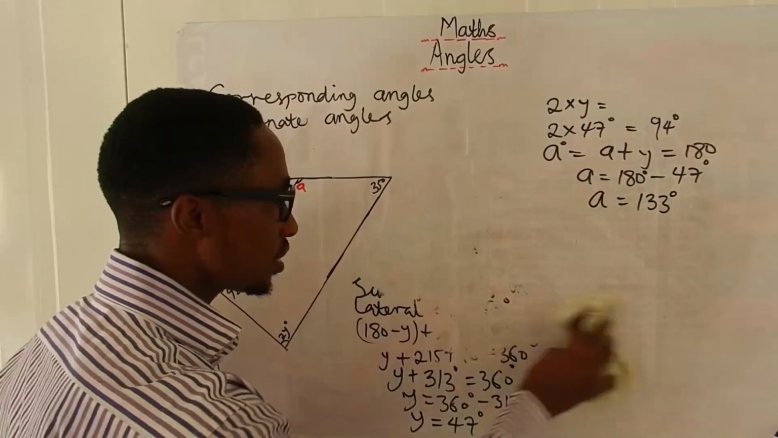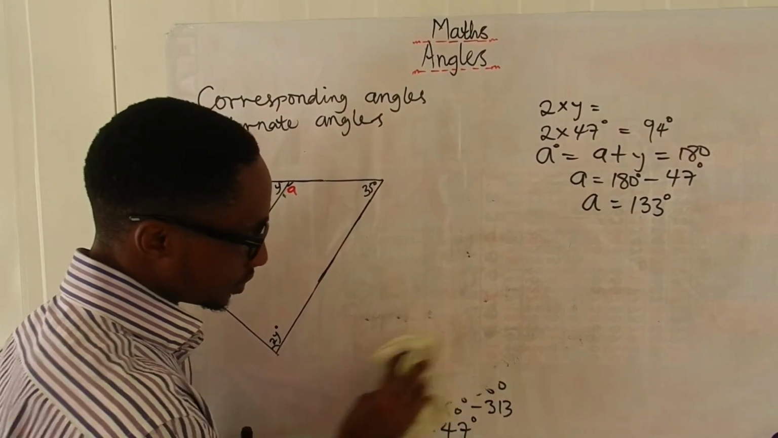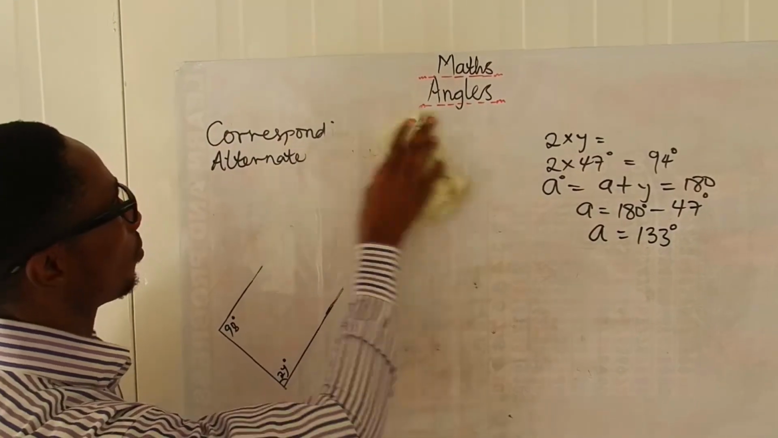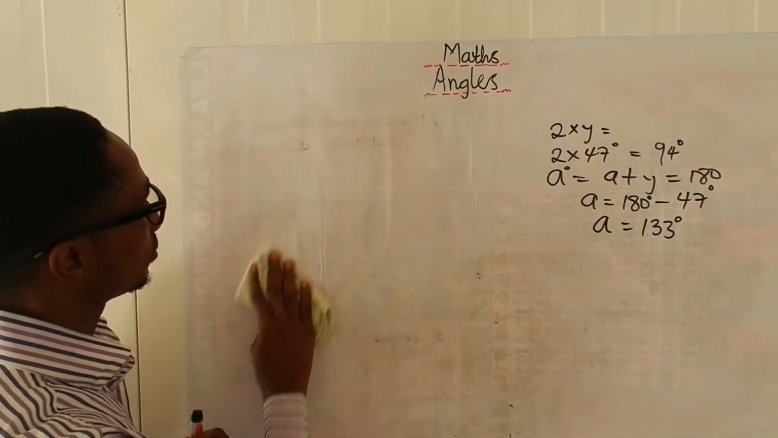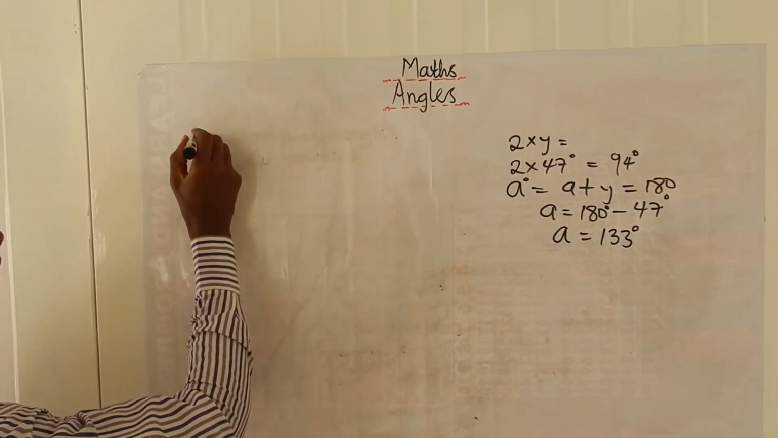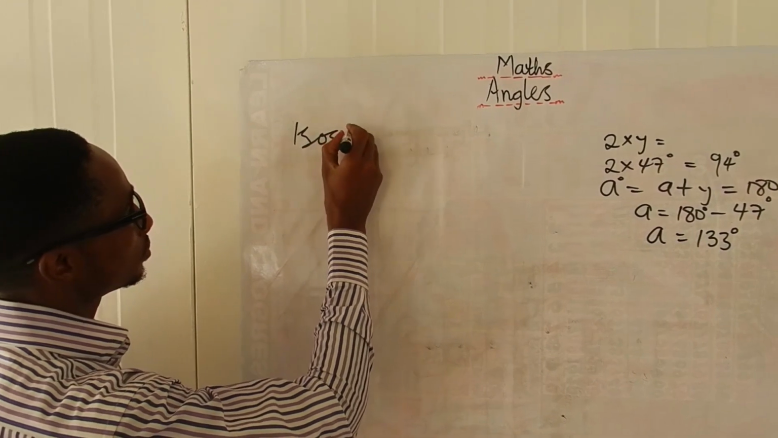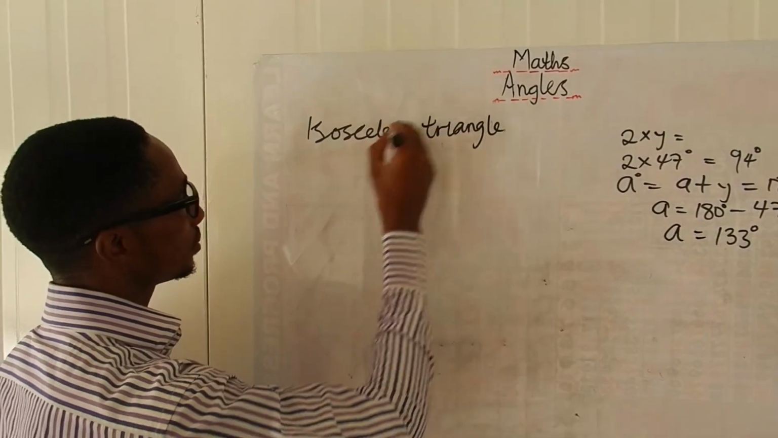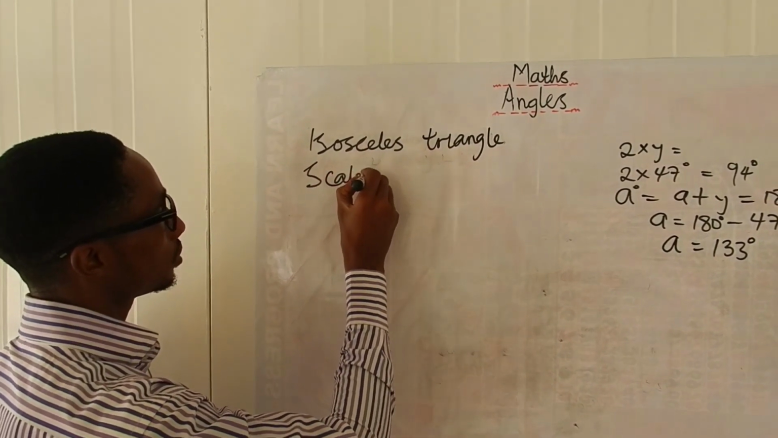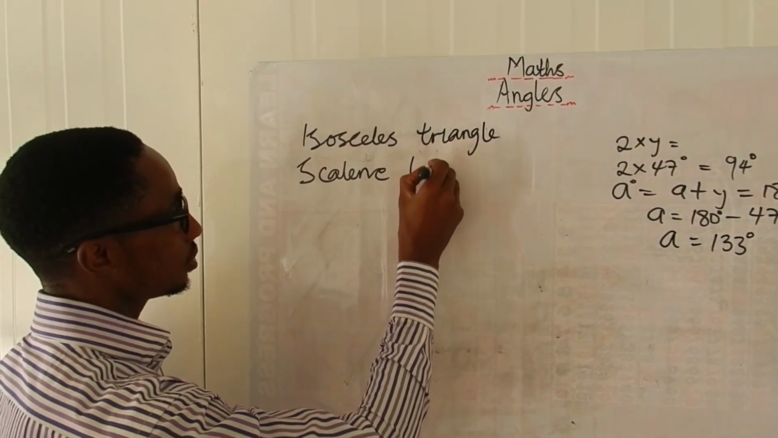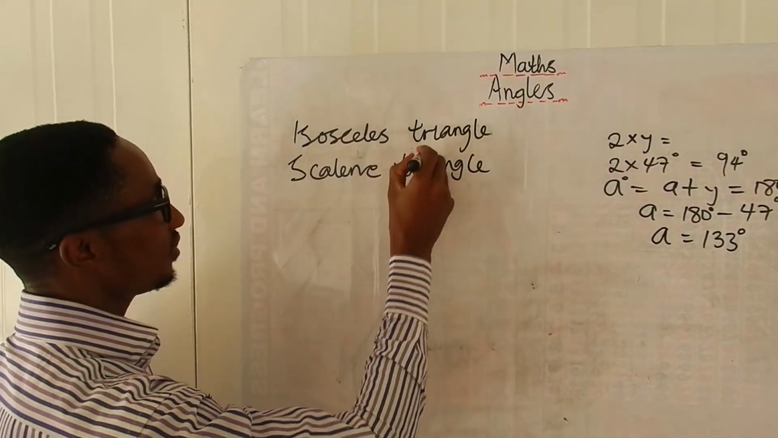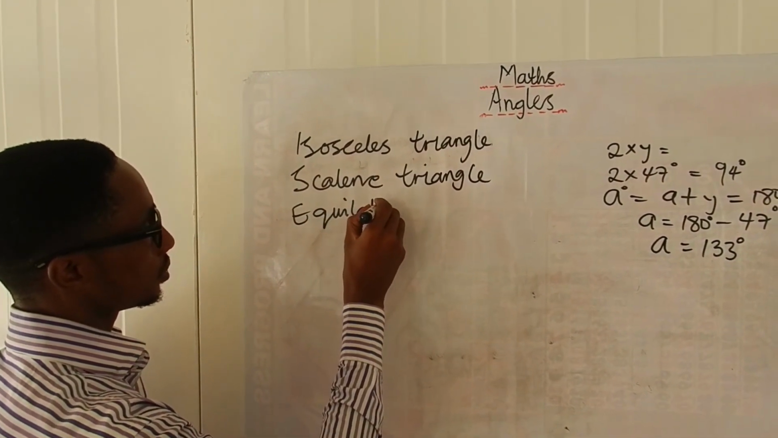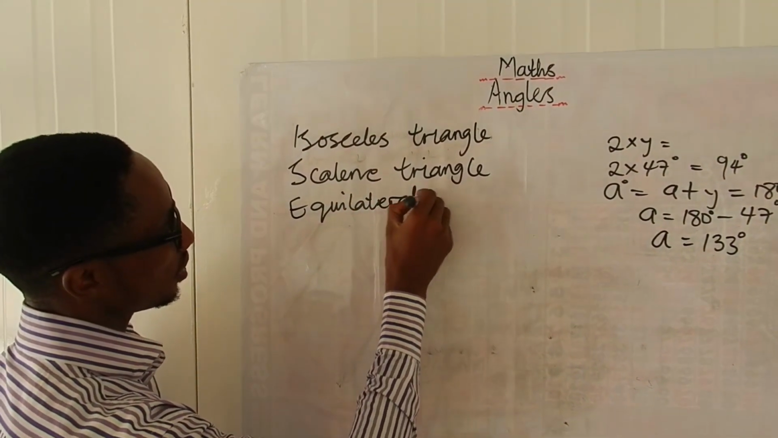Okay? This introduces us to the isosceles triangle, scalene triangle, and equilateral triangle. We're going to see the three types of triangles. Okay? So you have the isosceles triangle, you have the scalene triangle, and you have the equilateral triangle.